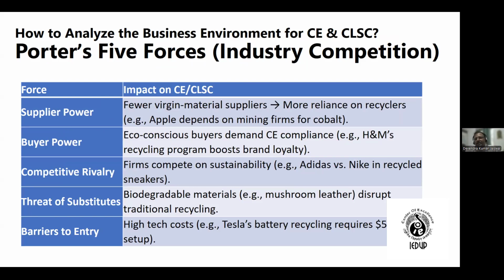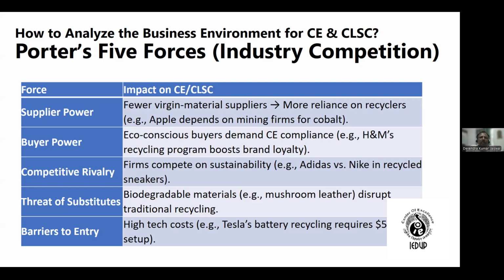Whenever we are discussing strategies, Porter's Five Forces model is very important. It talks basically of suppliers' power, buyers' power, competitive rivalry, threats of substitutes, and entry barriers for any new product. So these five factors affect an industry or any unit which is going to come up. So when we are looking at circular economy, let us look at all these factors one by one.